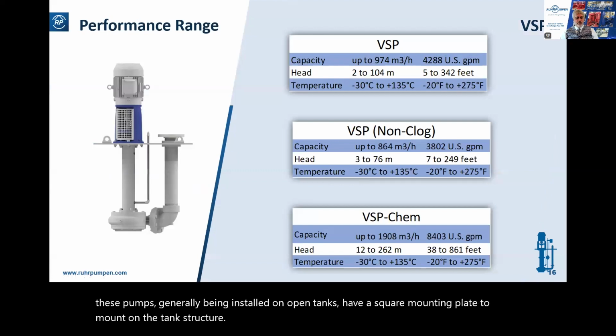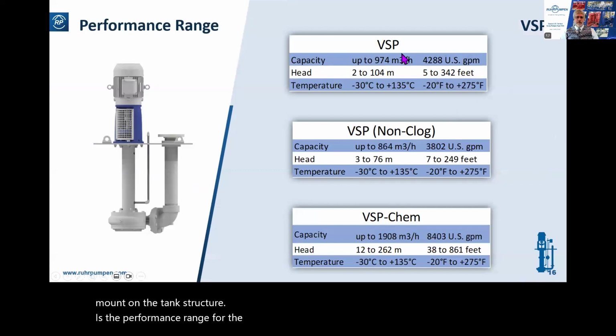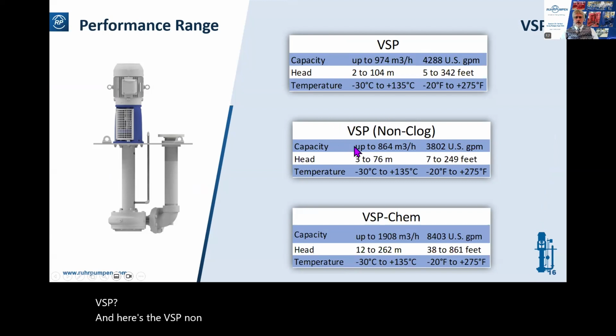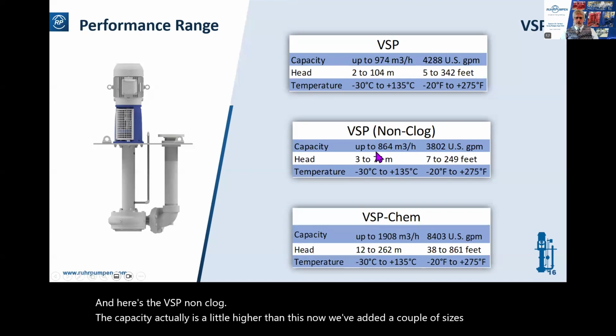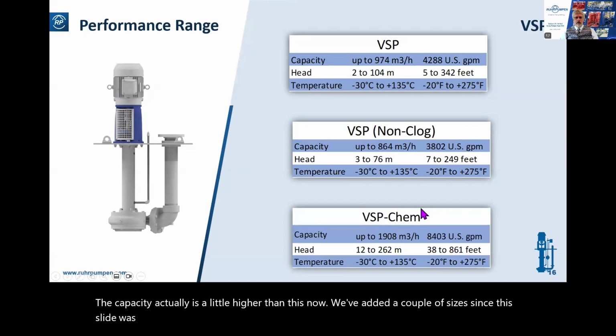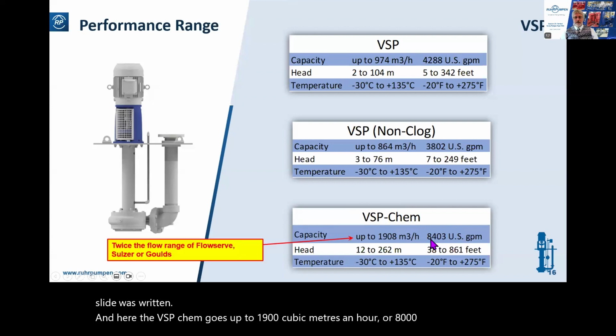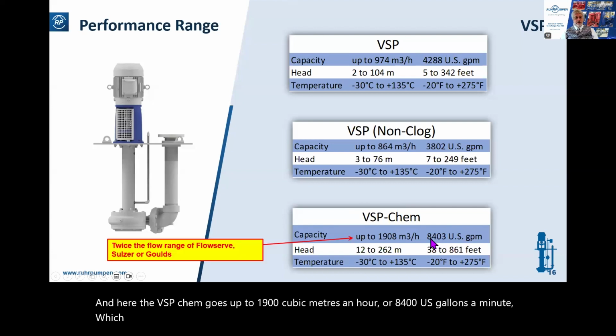Here's the performance range for the 3 different types of pump. Here's the industrial pump, the VSP. And here's the VSP non-clog. The capacity actually is a little higher than this now. We've added a couple of sizes since this slide was written. And here the VSP Chem goes up to 1900 cubic meters an hour, or 8,400 US gallons a minute, which is twice the flow range of Flowserve, Sulzer, or Gould's.